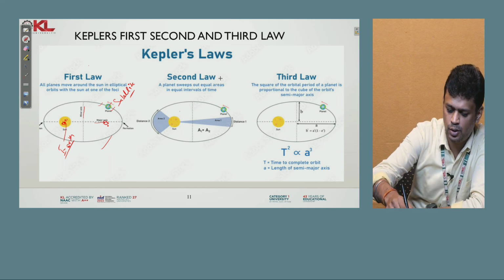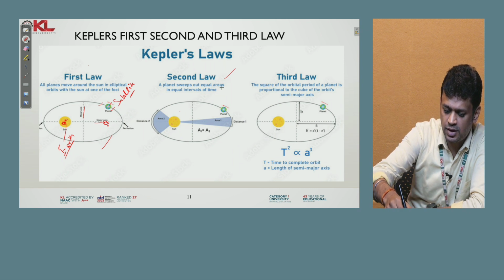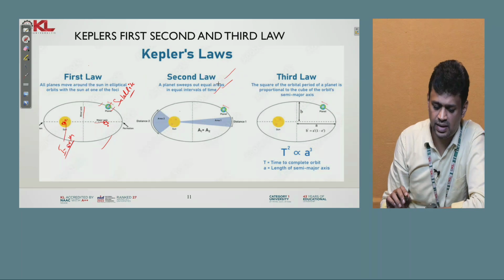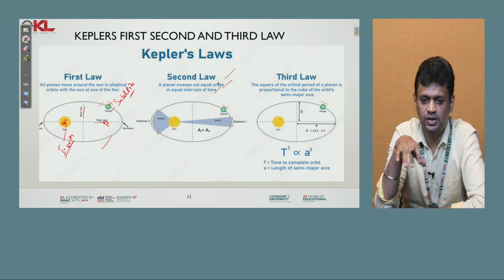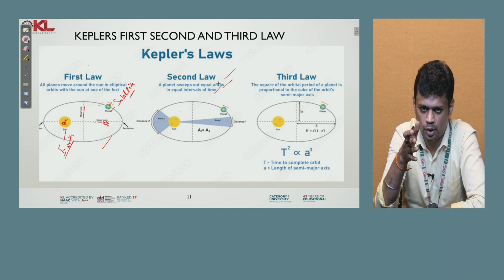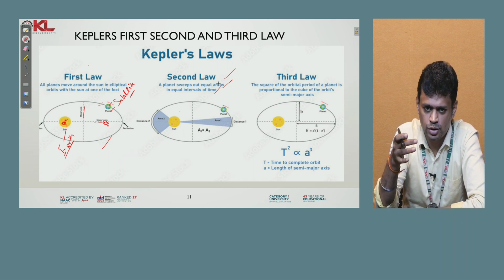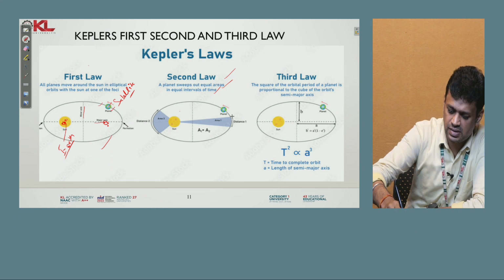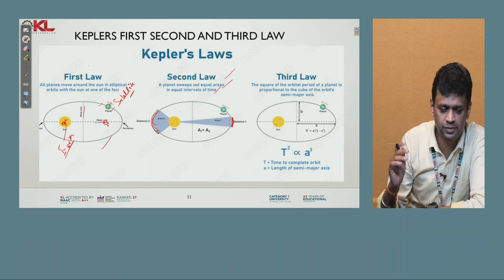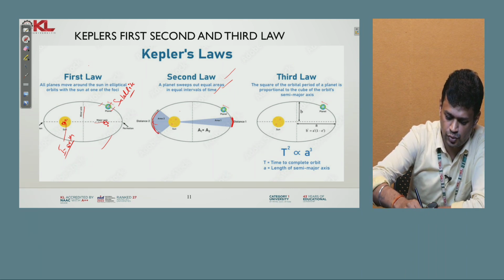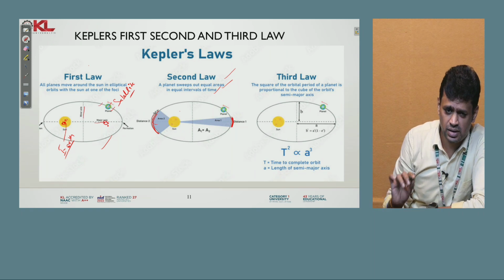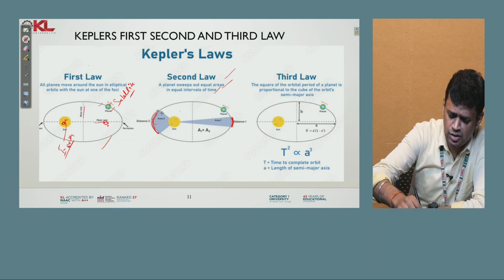Now let us come to the second law. A planet sweeps out equal areas in equal intervals of time. As you know, a satellite moves in an orbit at a different speed if the orbits are different. Given the time period is the same, obviously the distance traveled will be different. This satellite has moved only this distance, this satellite has moved a higher distance. Now this law says that the area swept will be the same.